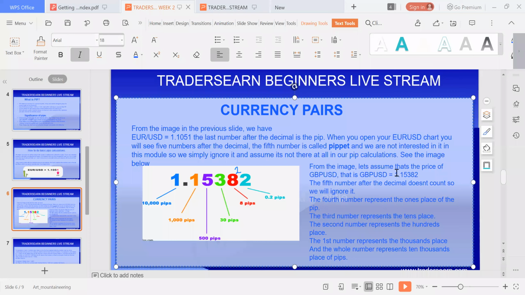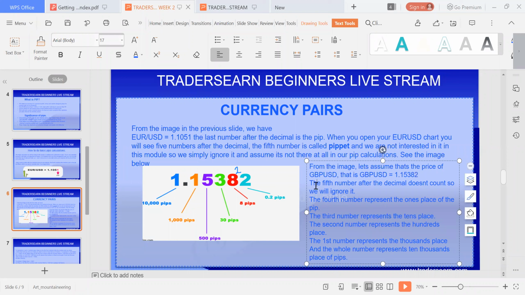All right, now let me explain it as I've done here. From the image, let's assume that the price of GBP/USD is equal to 1.15382. Now the 5th number after the decimal doesn't count, which is this 2. It's called a pipette, and it has its own importance as well, but we don't need it in this module. We don't need it at all, so that's why I ignore it.